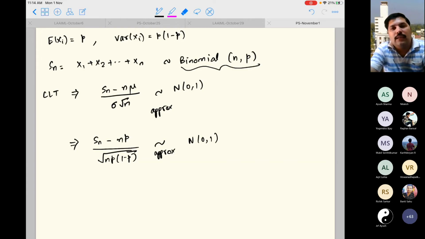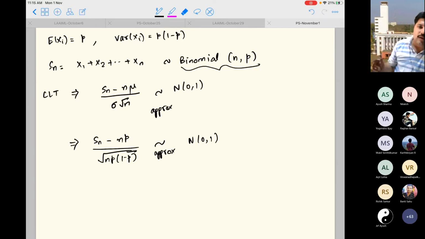And this is what is really going to be of help to us. Okay, so this is what we really are going to look at, and using this we are really going to approximate the binomial probabilities with these standard normal probabilities. Okay, so this is what is going to really help us.